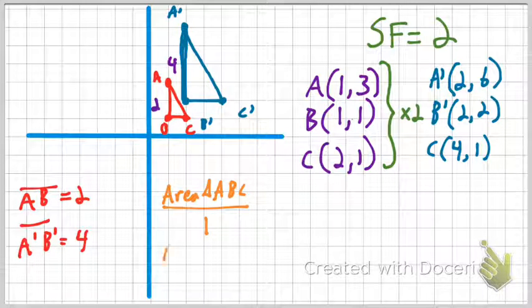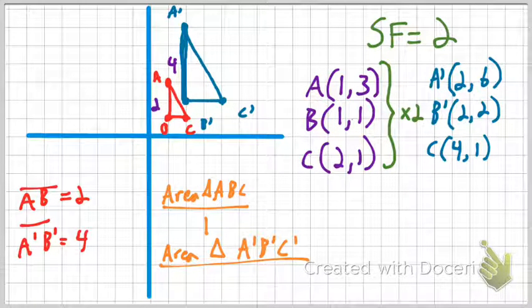All right. Area of triangle A prime, B prime, and C prime. What do you think it's going to be? Since we're doubling the dimensions. So what do you think it's going to be? 8. A lot of people say 2. A lot of people think it's 2. Well, let's look. Base times height, 2 times 4, which is 8, divided by 2 is 4, not 2.